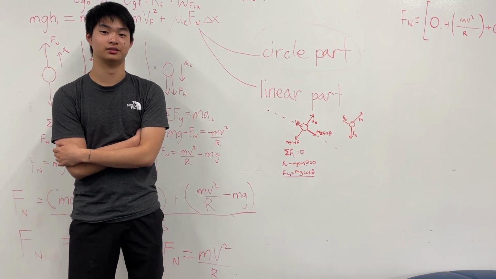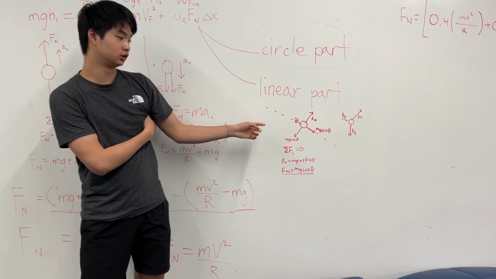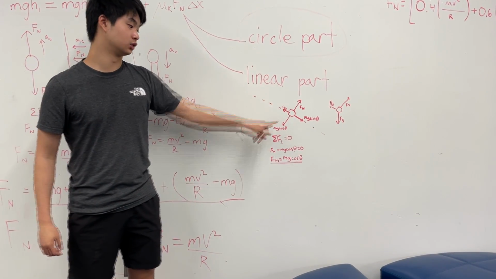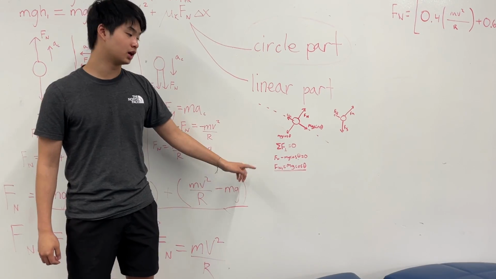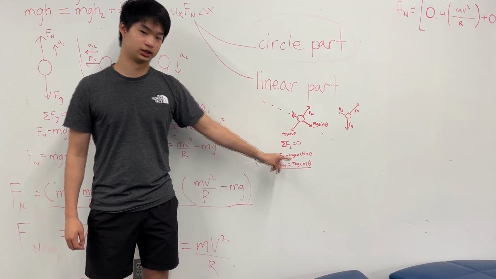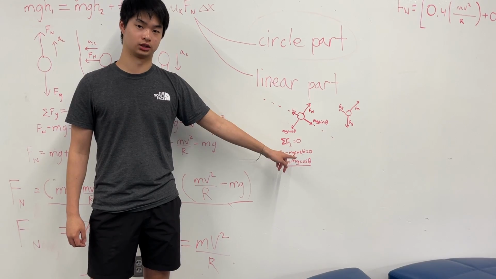To get the Fn of the linear part, we drew the free body diagram of the marble on the linear part, and we found out that Fn is equal to mg cosine theta. And so we measured theta using a protractor, and we found that theta equals 48 degrees. So Fn would equal mg cosine of 48 degrees.